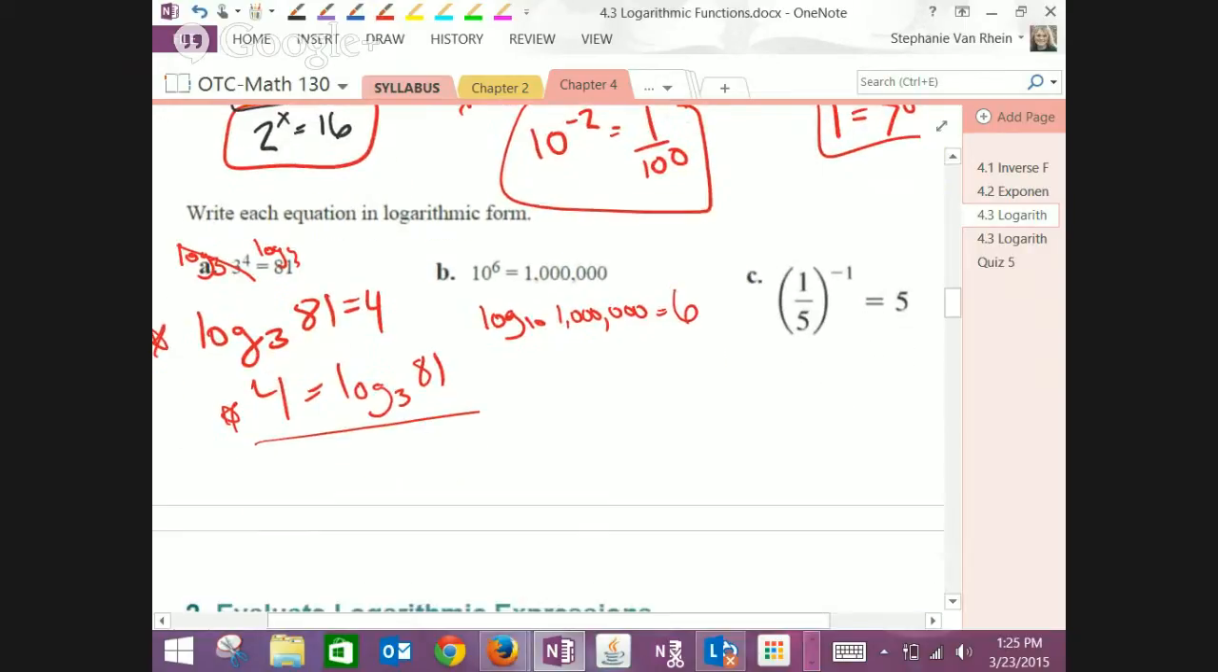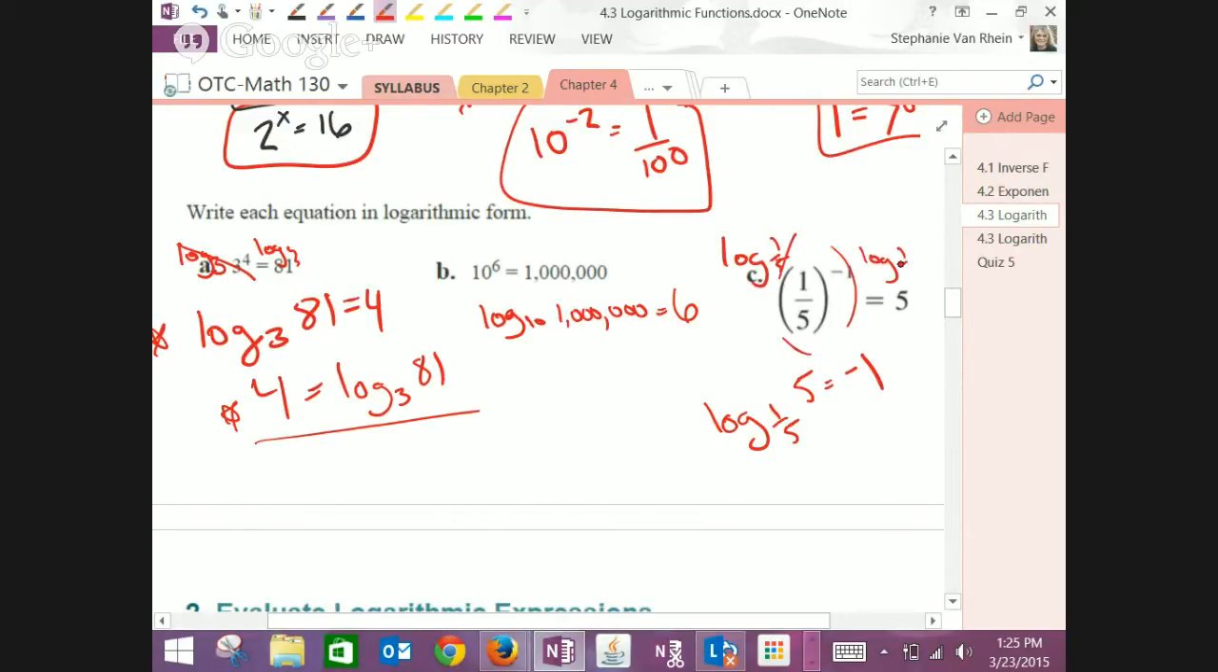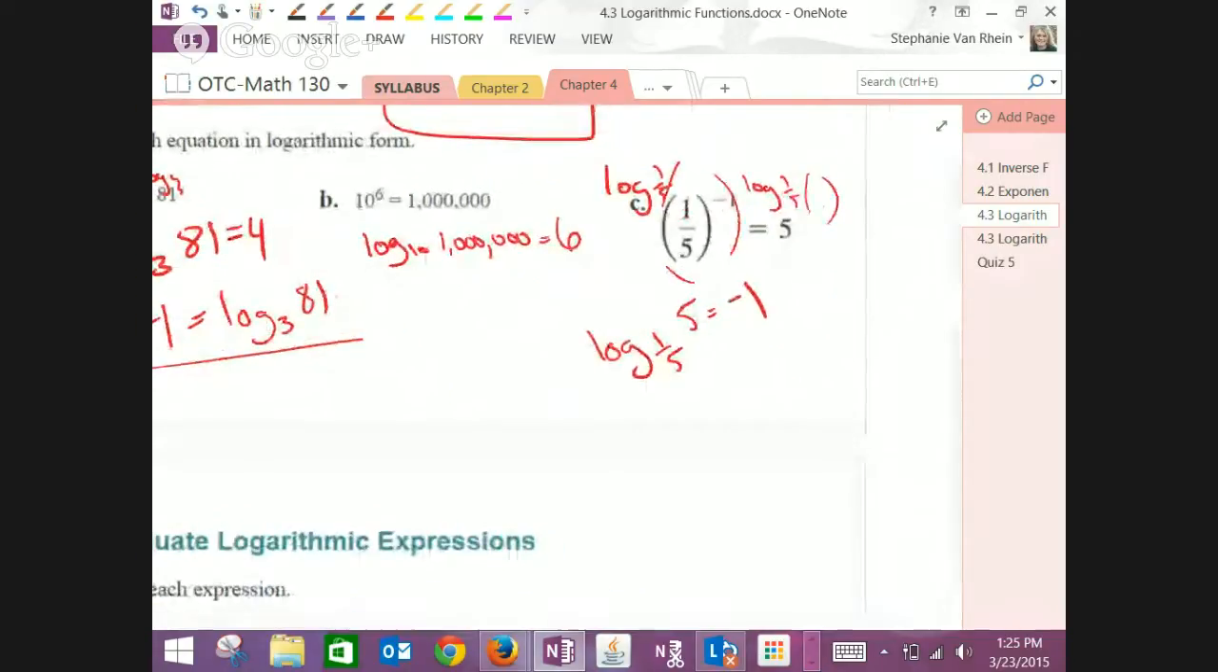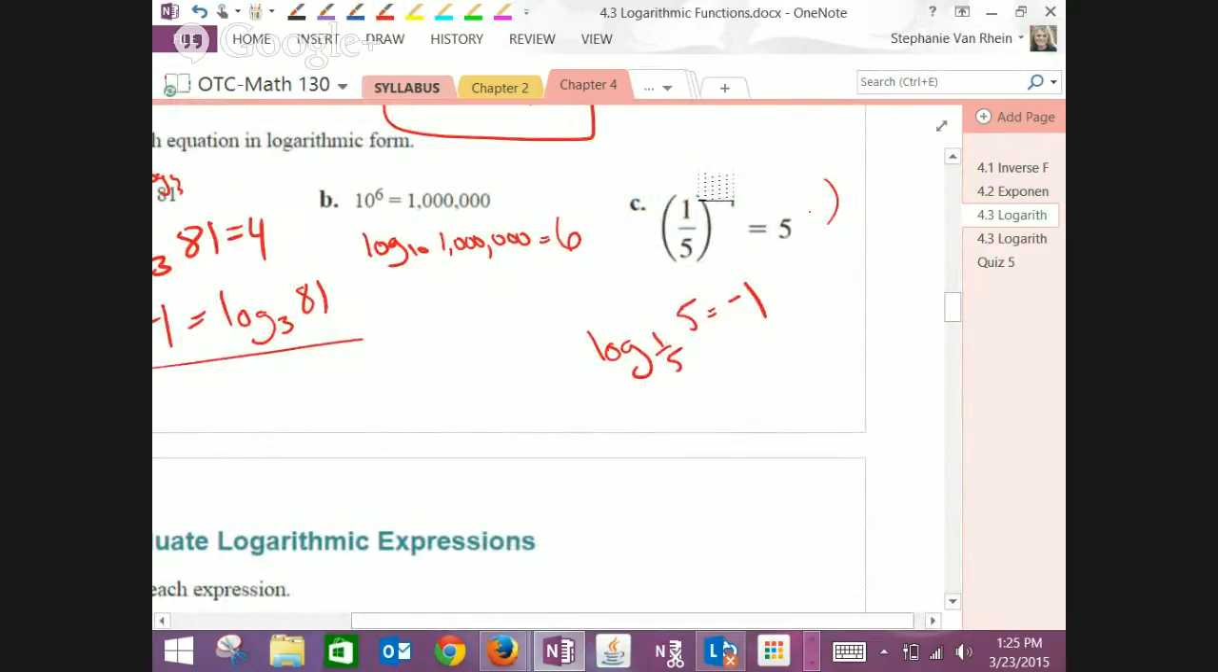What about on C? Log base 1/5 of 5 equals -1. Good. So if I take log base 1/5 of both sides, I have -1 equals log base 1/5 of 5. I take log base 1/5 of this side and log base 1/5 of this side, I end up with -1 equals log base 1/5 of 5. Do you guys see that?